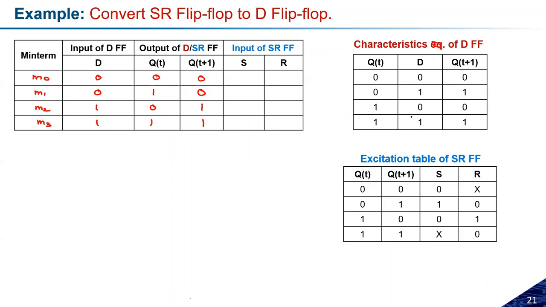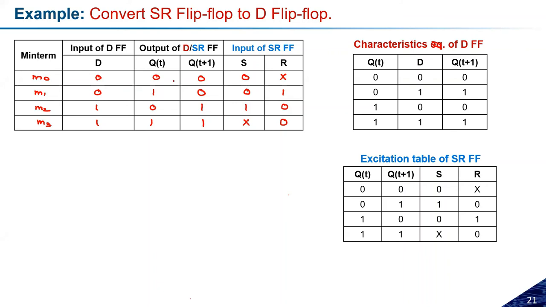Once we are ready with these things, I have to use the excitation table of SR latch to prepare these two columns. So 0 and 0, that will give you the 0 and the cross. 1, 0, that will give you the 0 and the 1. Next one is 0, 1. 0, 1 give you the 1 and the 0. And 1, 1, that will give you the cross and the 0. So this is how the columns will look like.